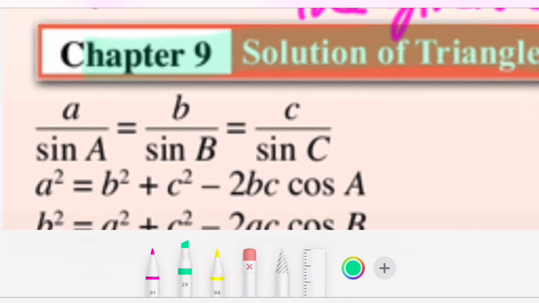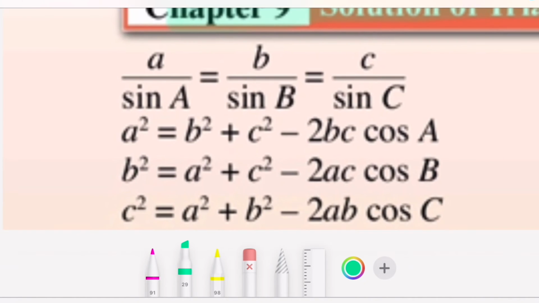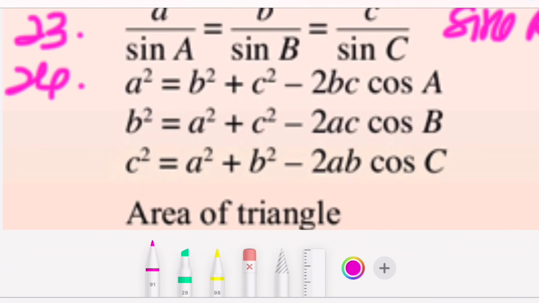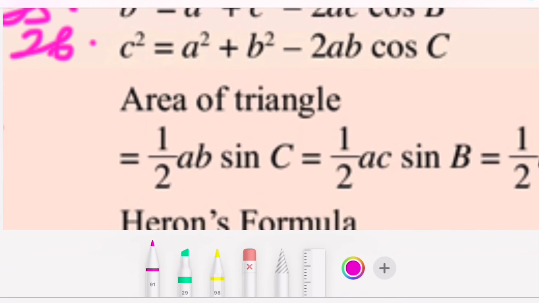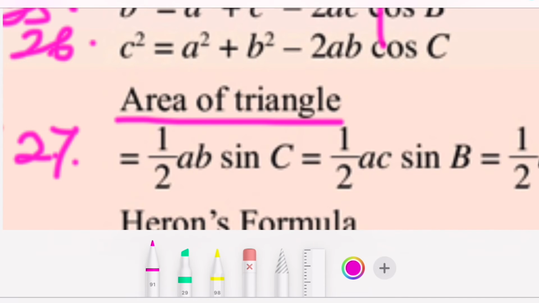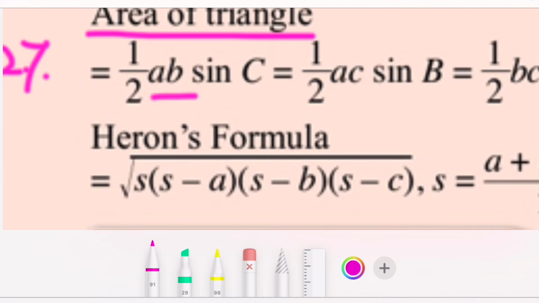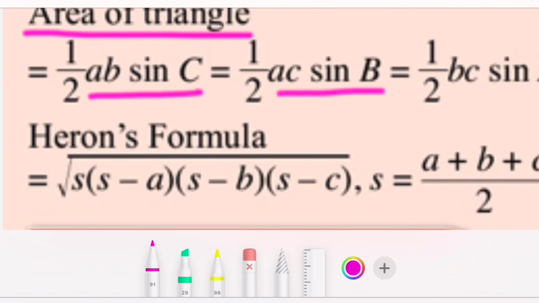Chapter 9, solution of triangle. We have 23 now. This is the sine rule. 24, this is the cosine rule. The cosine rule can be written in three ways, right? And then this is the area of the triangle. Area of triangle, we can use half AB sine C, or half AC sine B, or half BC sine A.